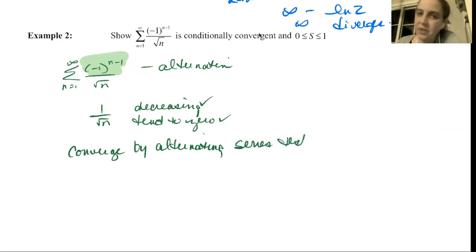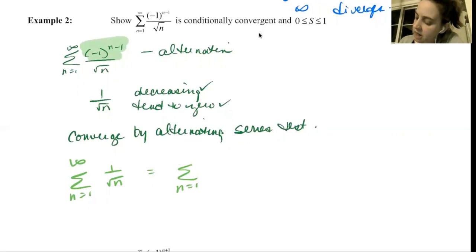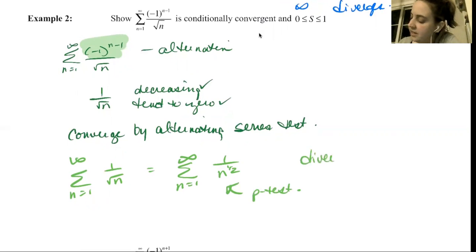And that's the thing about these. You have to justify. You have to be able to say what test you're using. And then if I switch and look at that always positive version, the absolute value, I've got 1 over the square root of n. And if we rewrite that, 1 over n to the 1/2, what test can we use? P-test. Does this converge or diverge by p-test? Diverges by p-test, because that 1/2 is less than 1. So we know that it diverges.